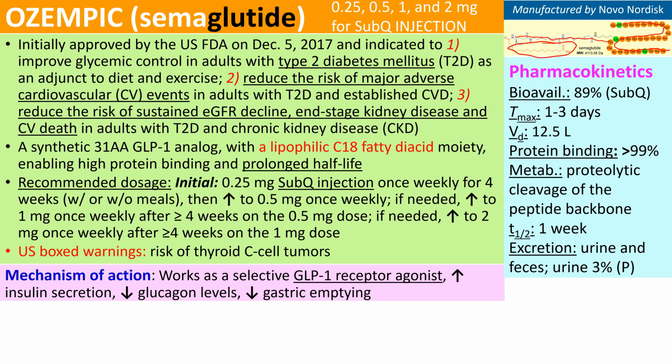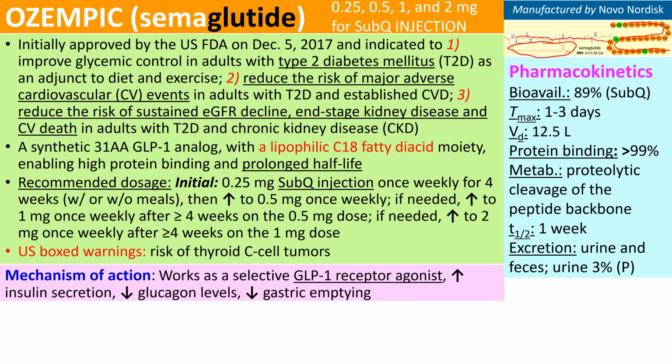Pharmacokinetically, bioavailability is about 89% based on the subcutaneous administration. Tmax, that's the time to reach maximal drug concentration in the plasma, is 1 to 3 days. Volume of distribution is 12.5 liter. Protein binding is over 99%. As mentioned, this lipophilic fatty acid chain will make the drug molecule more lipophilic. This would enable high protein binding with albumin, and therefore can have a prolonged half-life as well.